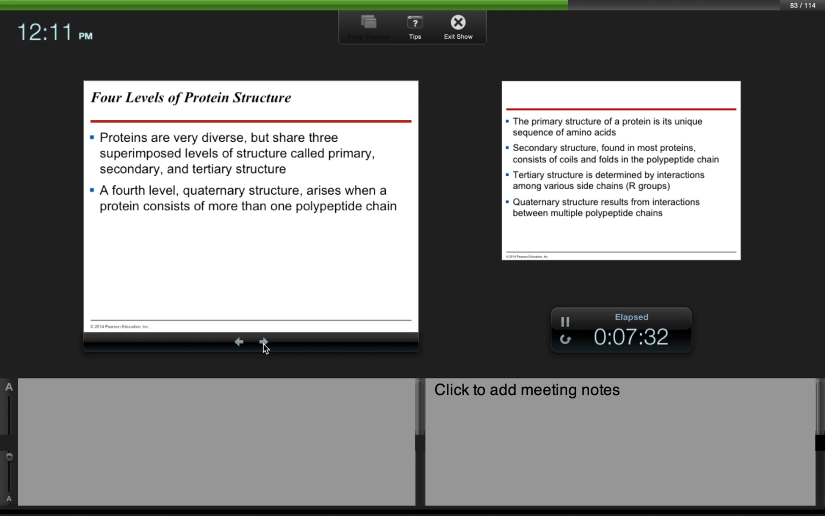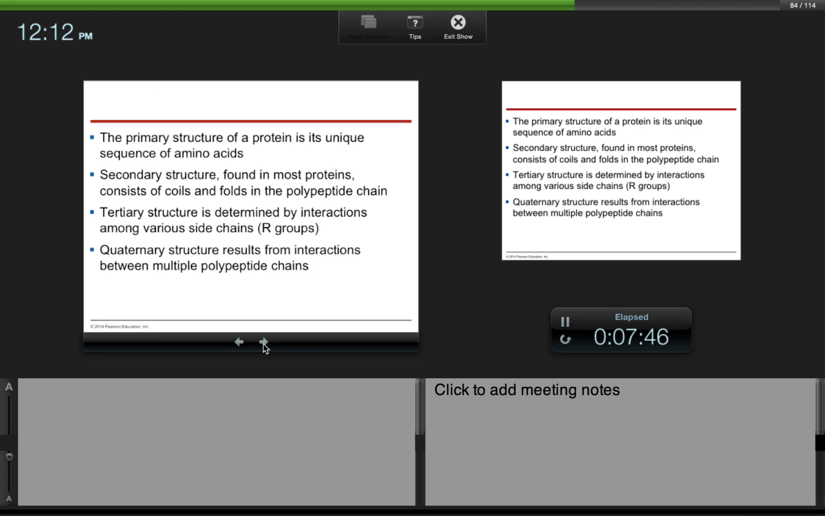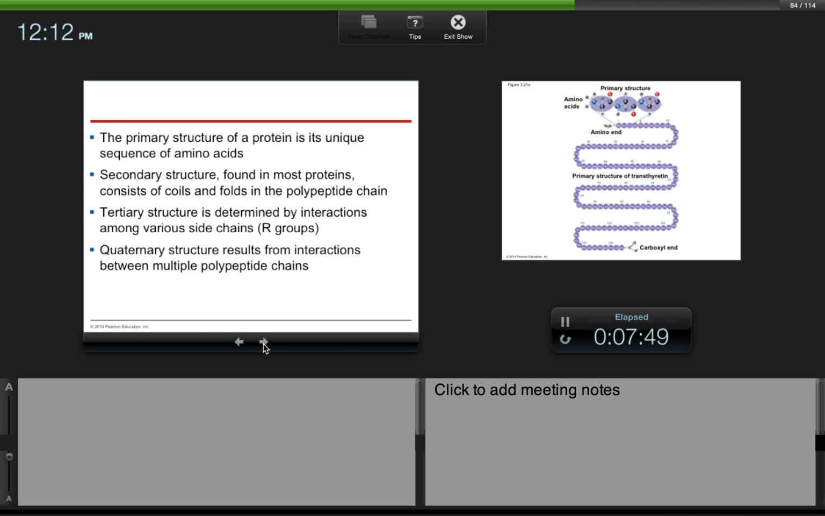Proteins are very diverse, but share three superimposed levels of structure called primary, secondary, and tertiary structure. A fourth level, or quaternary structure, arises when a protein consists of more than one polypeptide chain. The primary structure of a protein is simply the sequence of amino acids, which one comes first, which one comes second, third, fourth, and so on. That's determined genetically. Secondary structure found in most proteins consists of coils and folds in the polypeptide chains. As you recall, those are your alpha helices and your beta pleated sheets.